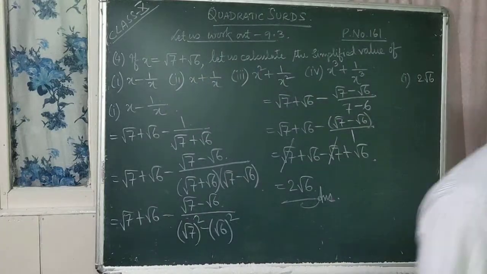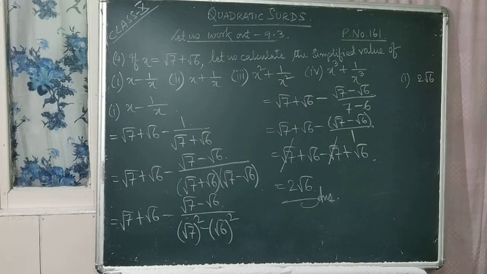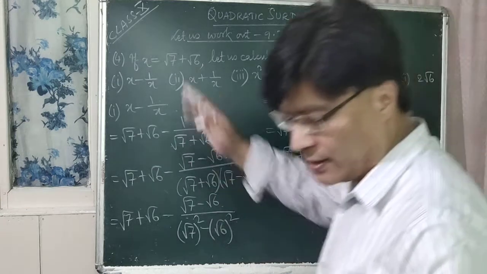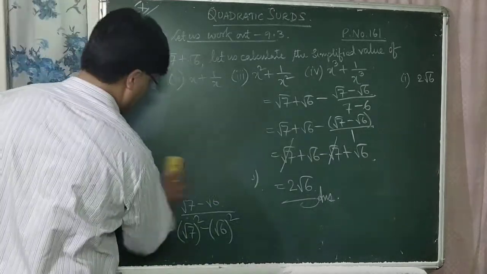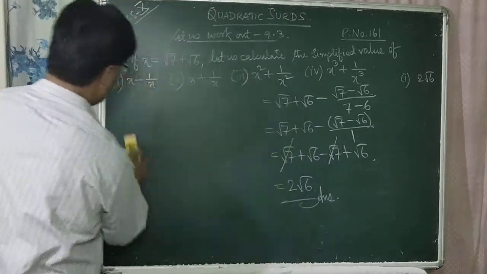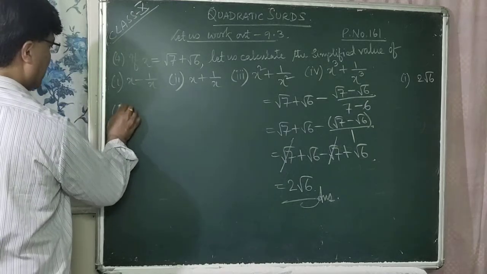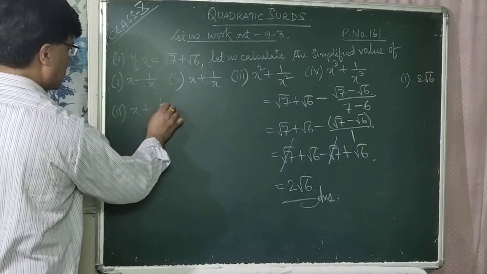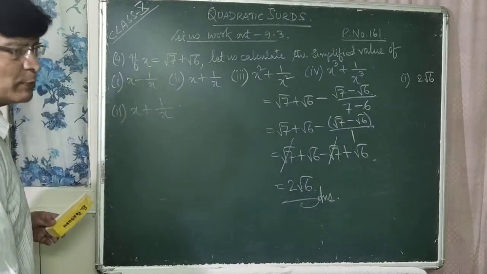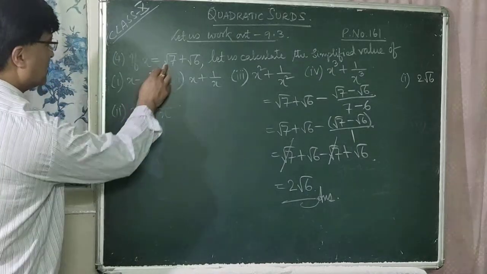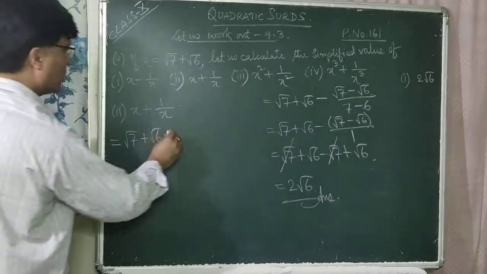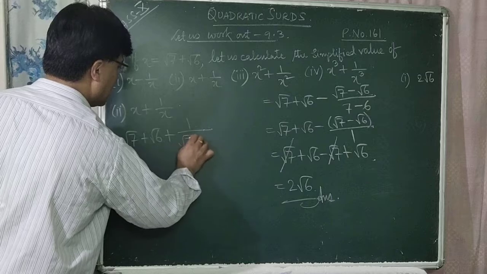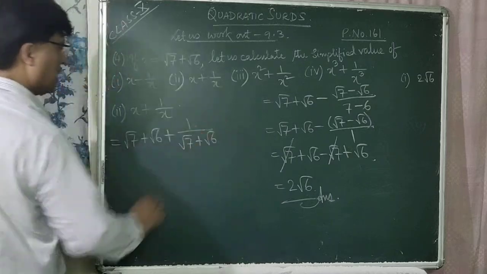Now we'll do the next question, that is number 2. So what is number 2 out there? Number 2 here is, you have to get the value for x plus 1 upon x. Similarly, you can get it, right? Let us put the value. What is x here? It is root 7 plus root 6, plus, what is 1 by x? 1 by root 7 plus root 6.